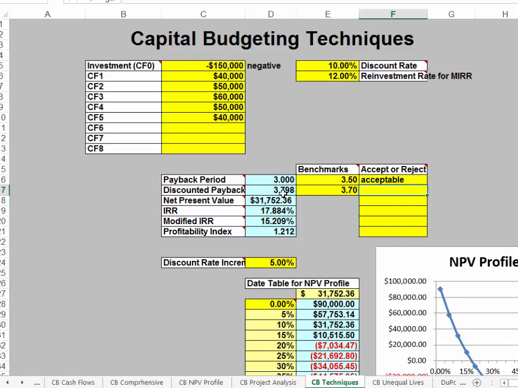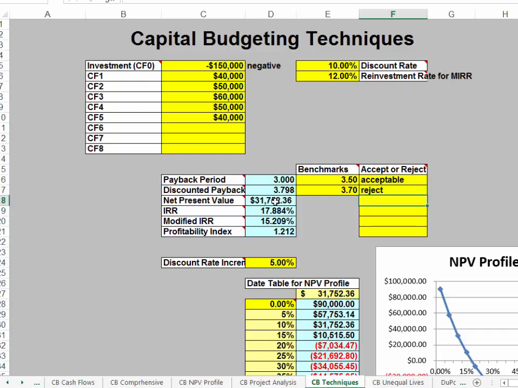Now the discounted payback period applies the time value of money. So it looks at these cash flows not in their future terms, but in their present value terms. And as you can see here, the discounted payback period is 3.8 years, and we have a benchmark of 3.7 years. So just using this discounted payback period, we would want to reject this project since it doesn't return money to us as quickly as we would want it to.